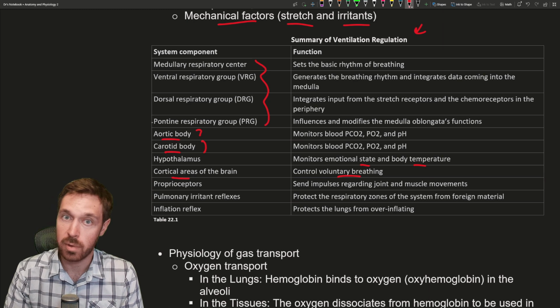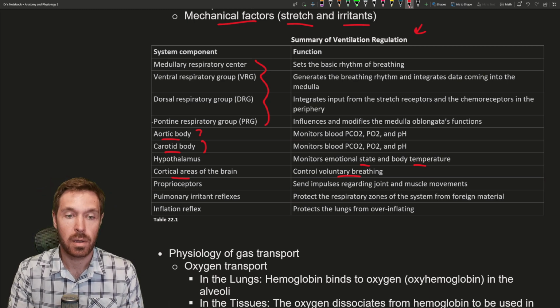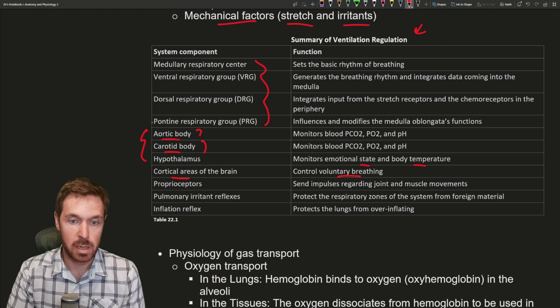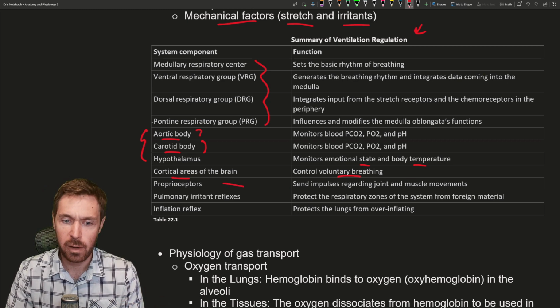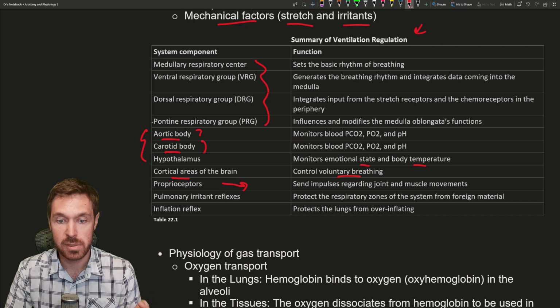You can tell yourself to breathe faster. You can tell yourself to hold your breath. Eventually, though, these chemoreceptors will be like, okay, we're taking control here, and you're not in charge anymore. But you do have some cortical control. And then also proprioceptors are listed in this table, not as essential. This is just monitoring the stretch of your joints and muscle movements.